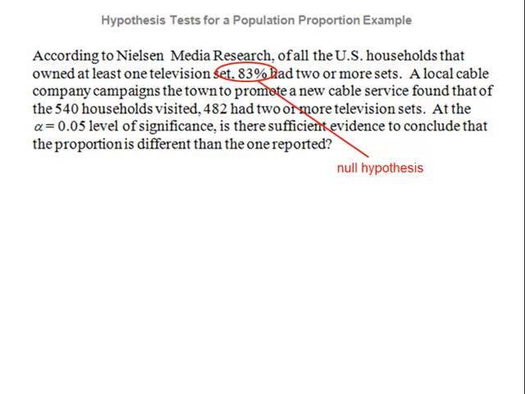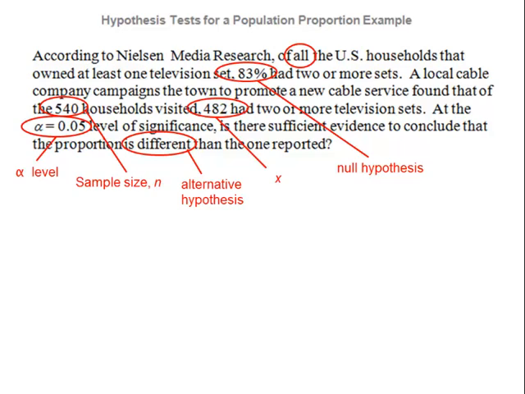83% is our null hypothesis. Now we know this because of the keyword all. So this is a statement about the population parameter p, and this is not coming from a sample. The sample size was 540. X is 482. Alpha level is 5%. And the alternative is the proportion different than the one reported? So this is what we call a two-tailed test.